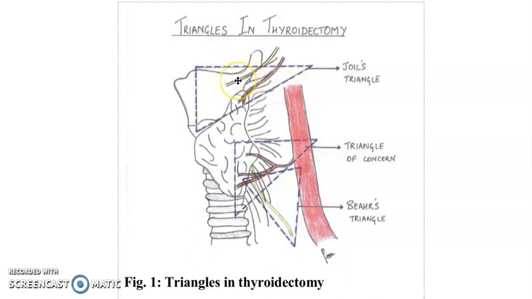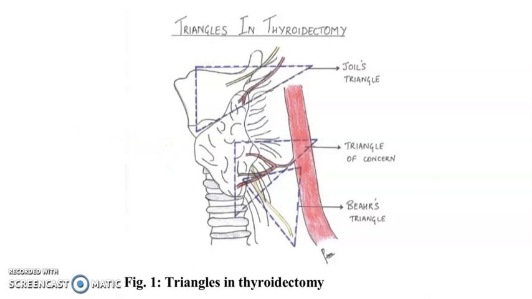And Joll's triangle: laterally, it has the superior pole of the gland and then the superior vessels. Medially, it is the midline. Superiorly, the strap muscles. And on the floor, you've got the cricothyroid muscle. Beahrs' triangle is also called Riddle's triangle. So these are the triangles that we have to know.